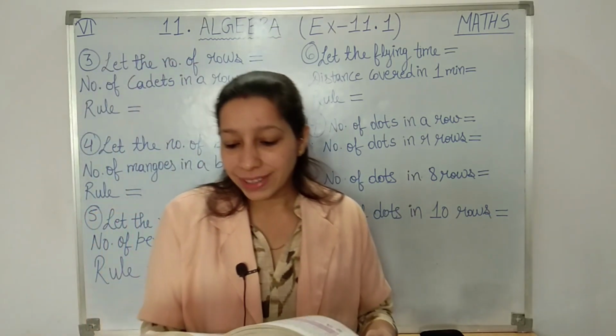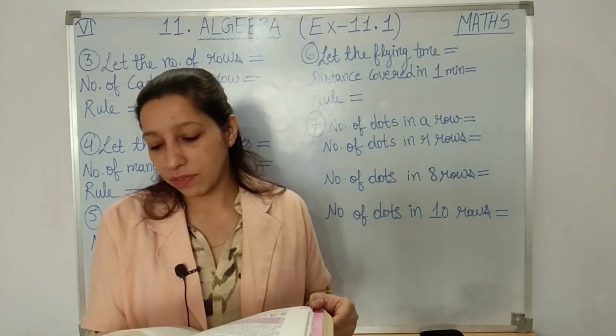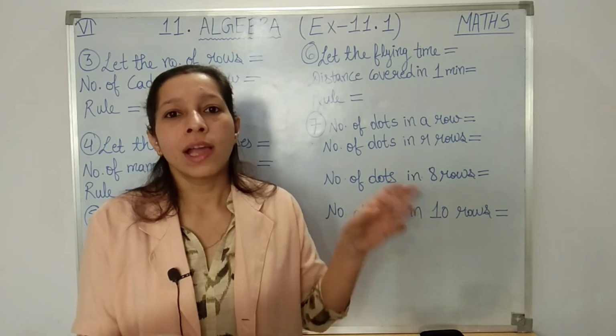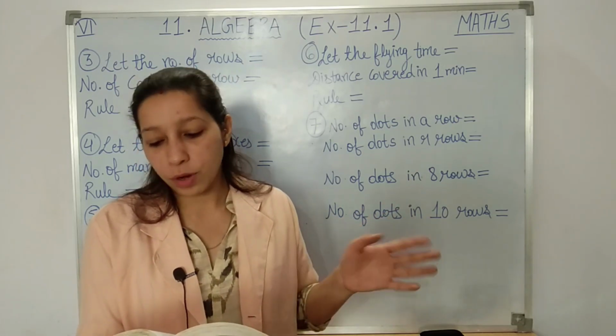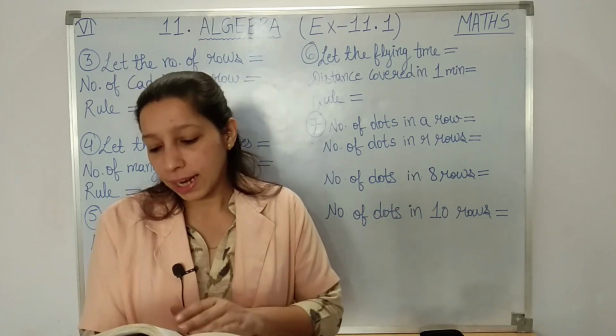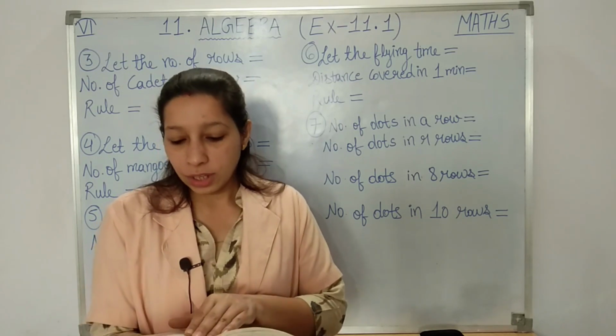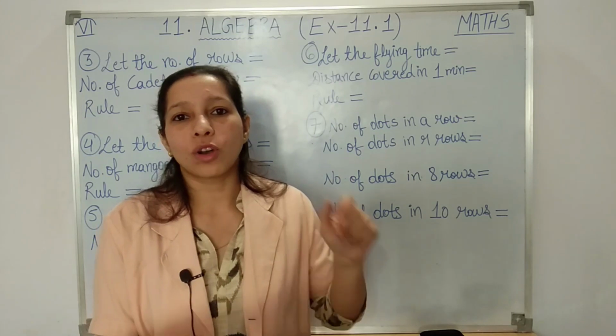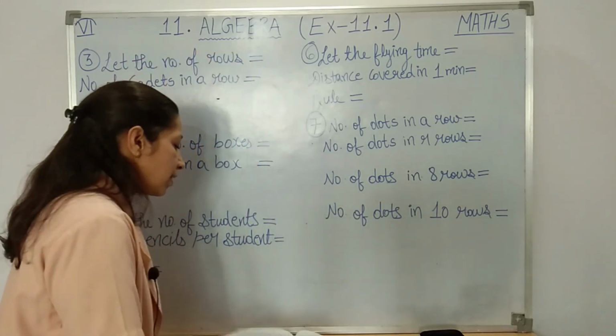Then what is the rule which gives the number of cadets given the number of rows? So again you have to write the rule when the number of cadets and the number of rows will be given to you. Then one hint is given in the bracket, students. Use n for the number of rows. You can see that now. So what I have done, see.